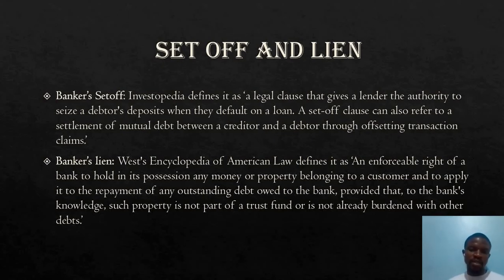Now, what it means is that the bank can, when I default on paying back, let's say I took a 100,000 naira loan from the bank and I'm supposed to pay back 5,000 every month, once I default on it, the banker can, as part of their right through set-off, go into my account, remove the amount of money that takes care of the remainder of their loan, and that will be in exercise of their rights to set off.